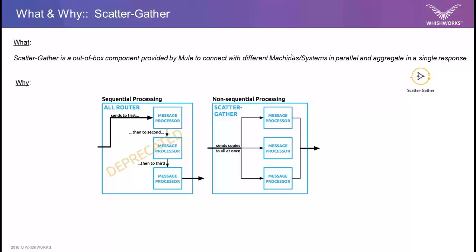The initial version of the scatter gather component was called the all message router, which used to work in a sequential manner. The problem here is that if any of the message processors fails in between while sending out the messages to the different systems sequentially, the rest of the message processors would come to a halt, and the response given to the client was not in the right way.